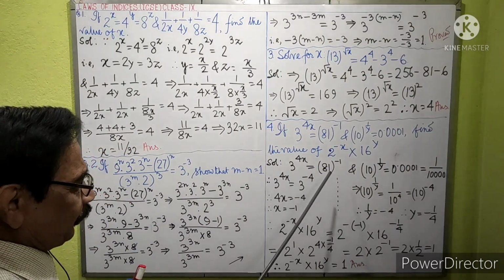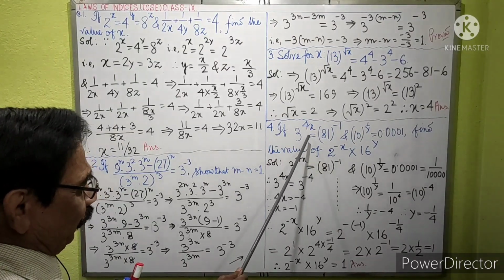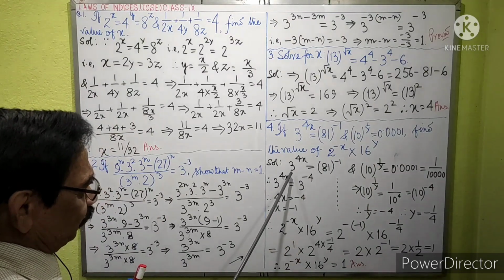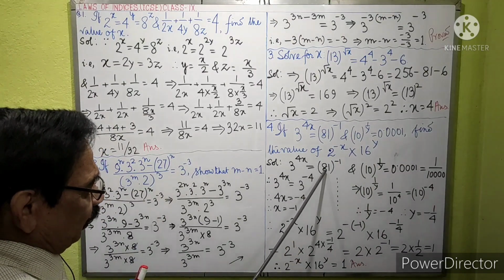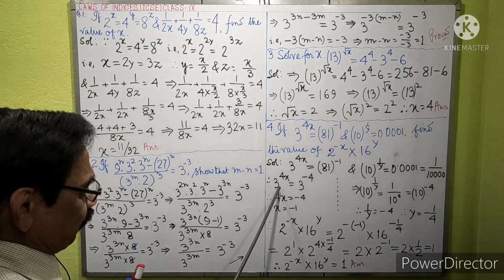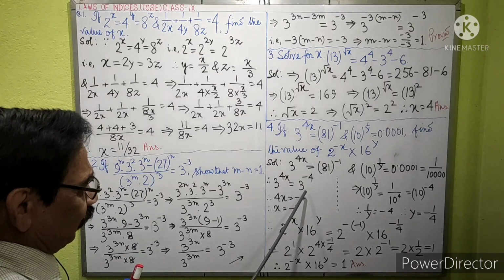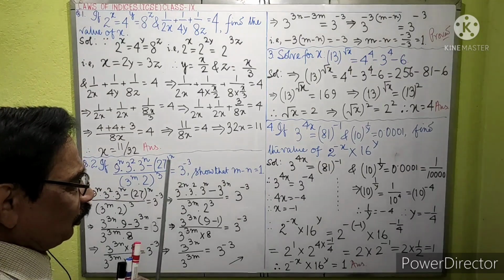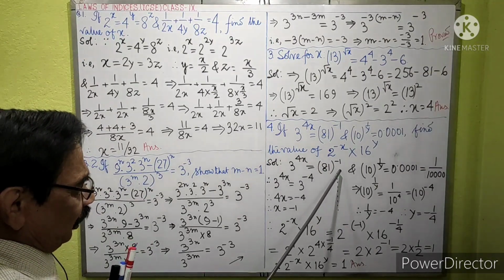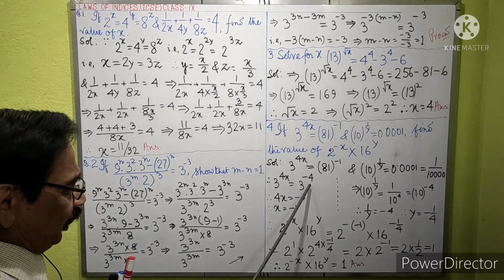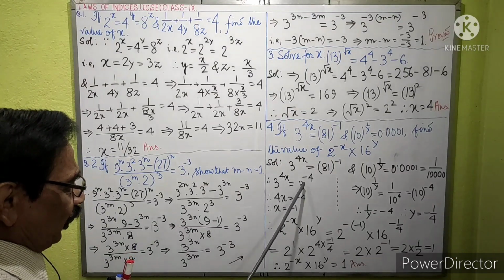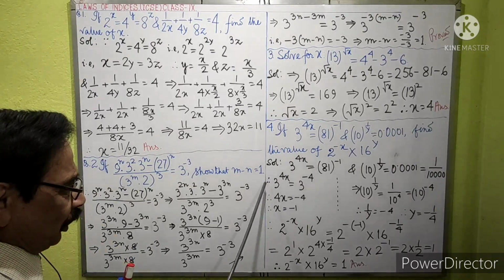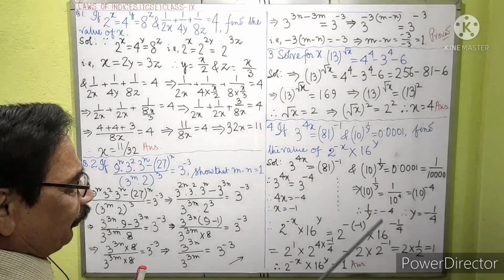The solution is that at first we have to find out the value of x and the value of y. Now 3 to the power 4x equal to 81, or 3 to the power 4x equal to 3 to the power 4, because 81 equal to 3 to the power 4, and it is minus 1, that is 4 into minus 1 equal to minus 4. That is 4x equal to minus 4. Therefore x equal to minus 1.